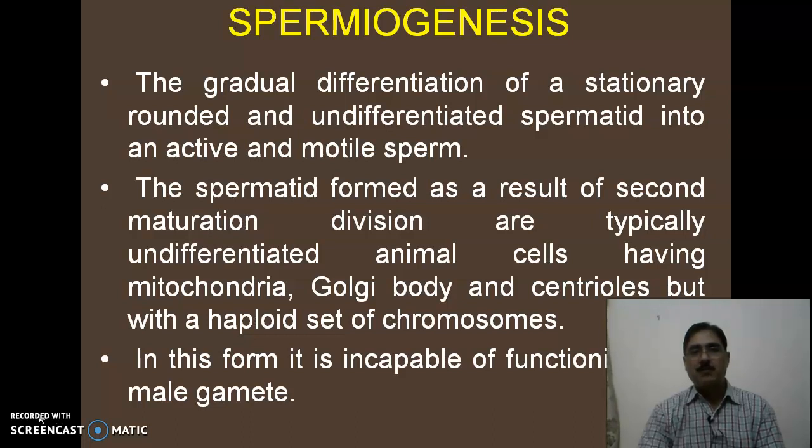The spermatids formed as a result of the second maturation division are typically undifferentiated animal cells, having only mitochondria, Golgi bodies, and centrioles, but with a haploid set of chromosomes. In this form, it is incapable of functioning as a male gamete.